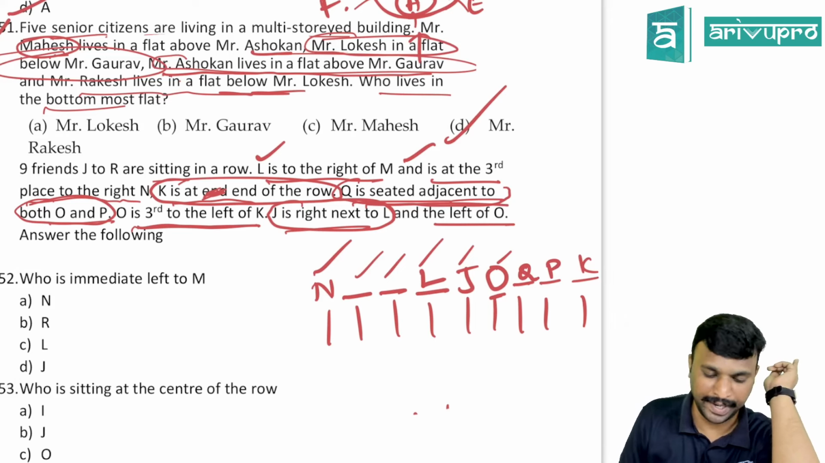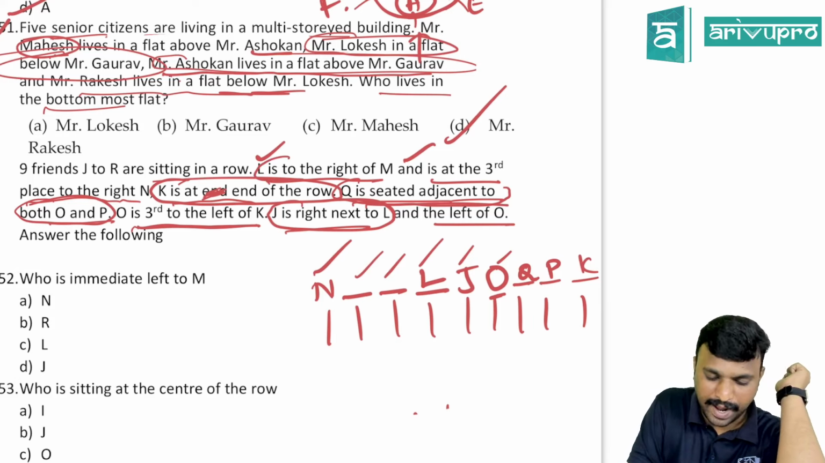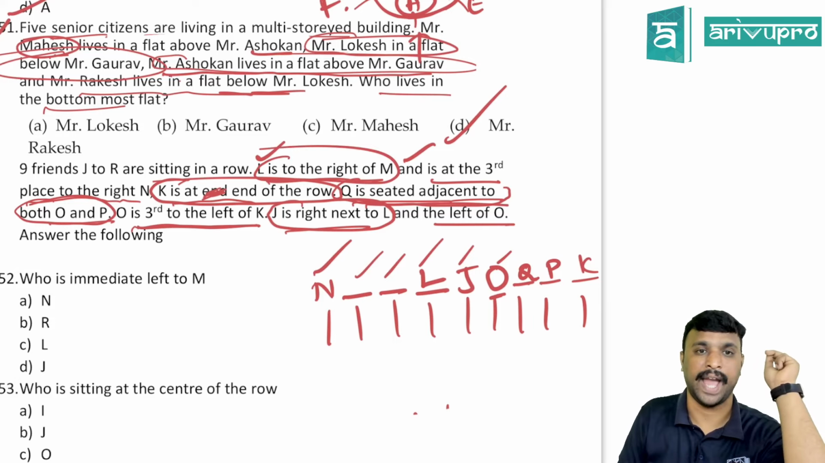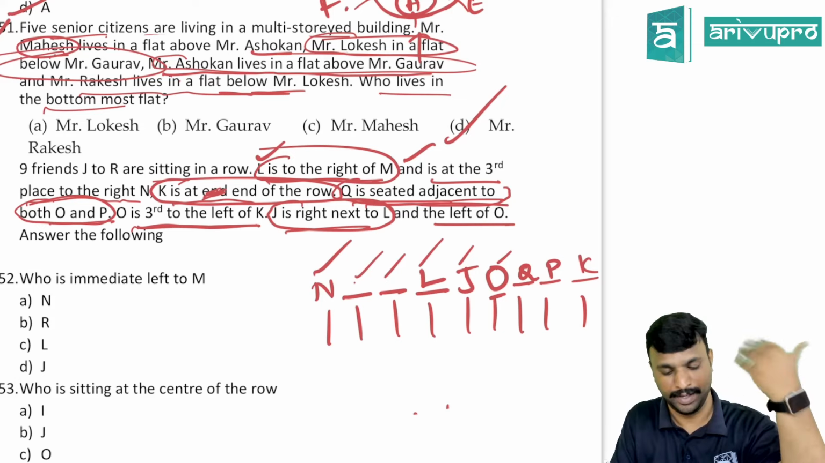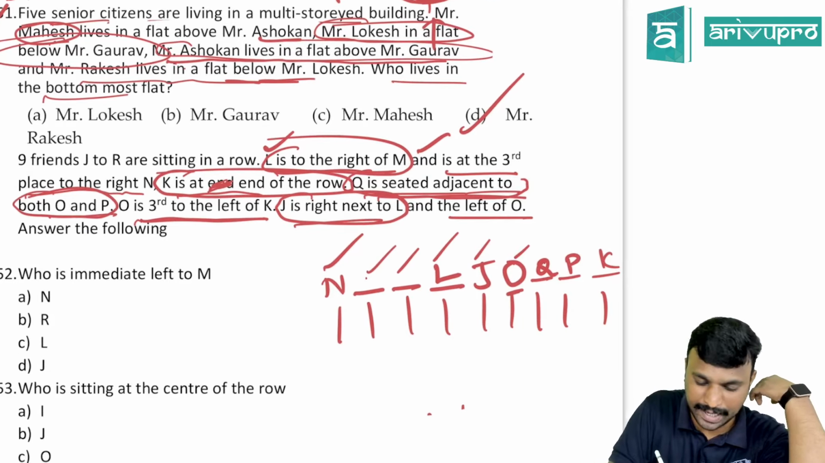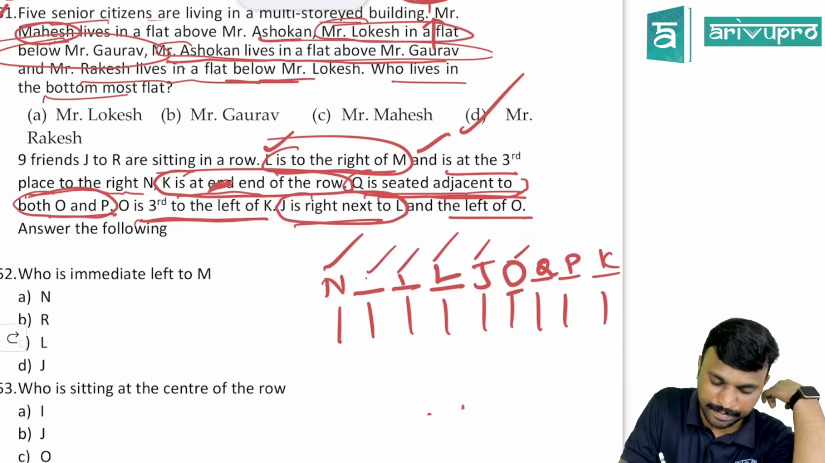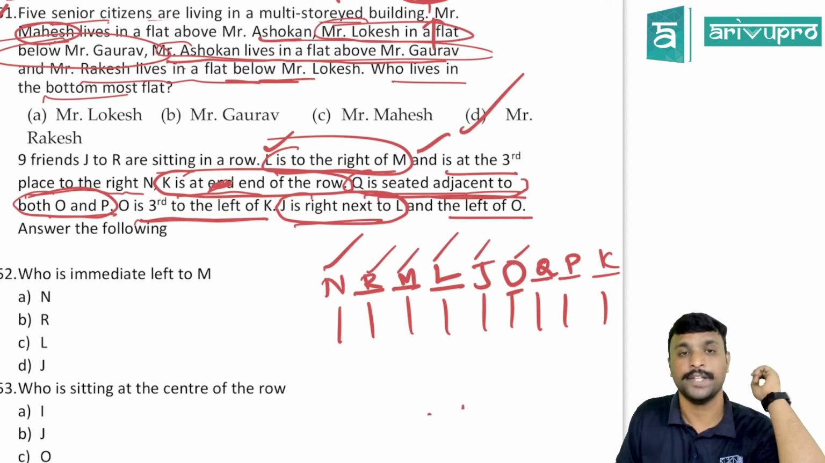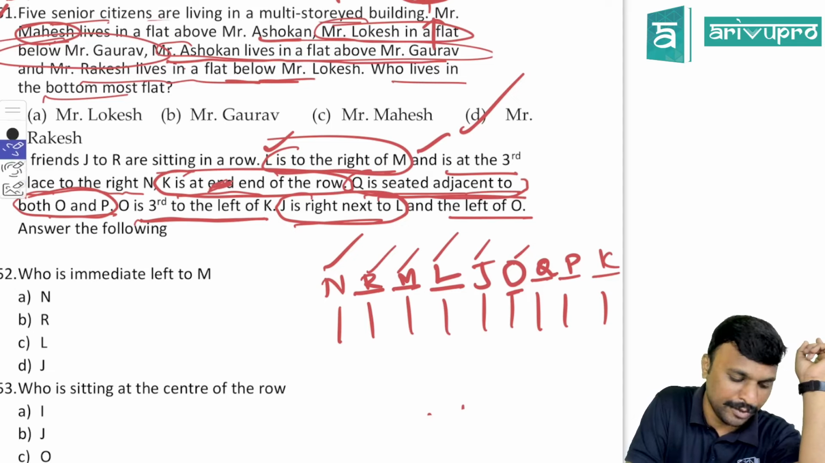Now there are 2 people remaining. Who are those 2 people? M and R. Regarding M and R, have they given anything? What they have said: L is to the right of M. Guys, that doesn't mean that L is the immediate right of M. L could be second right of M, or L could be immediate right of M also. So there is no sure statement saying that M is seated here. So we are not sure about it. If M is seated here, R sits here. So in that case, the question should have been that L is the immediate right of M.